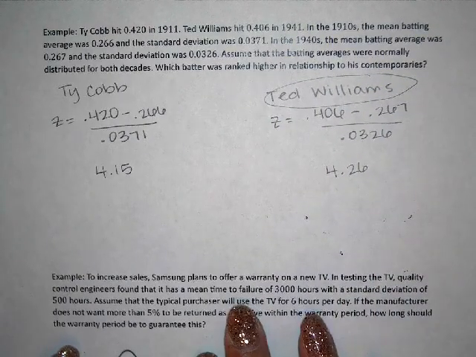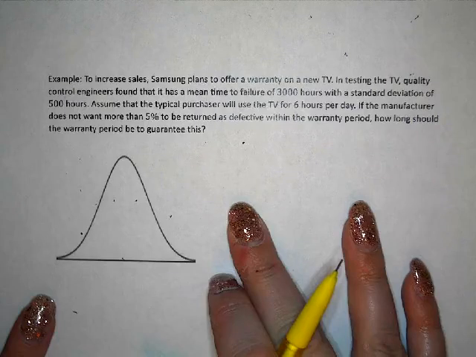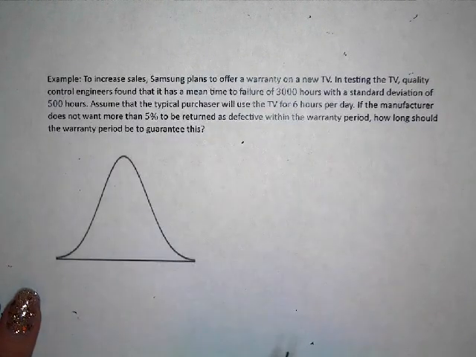All right, last example. Says, to increase sales, Samsung plans to offer a warranty on a new TV. In testing the TV, quality control engineers found that it has a mean time to failure of 3,000 hours with a standard deviation of 500 hours. Assume that the typical purchaser will use the TV for 6 hours per day. If the manufacturer does not want more than 5% to be returned as defective within the warranty period, how long should the warranty period be to guarantee this?